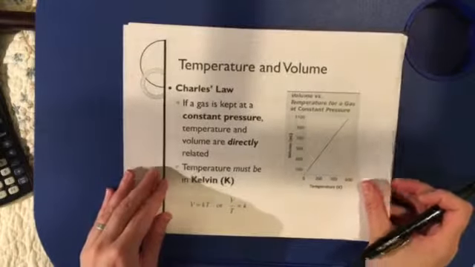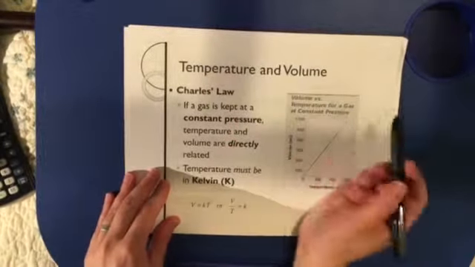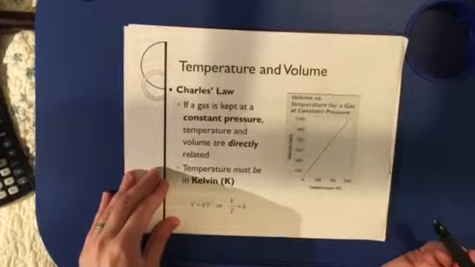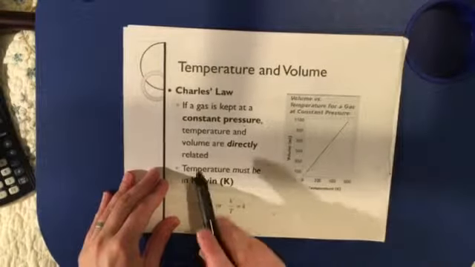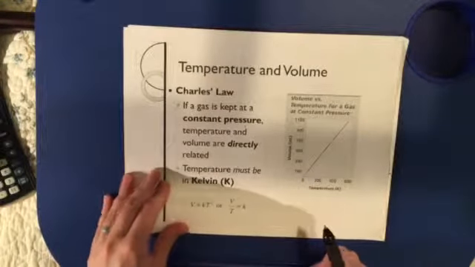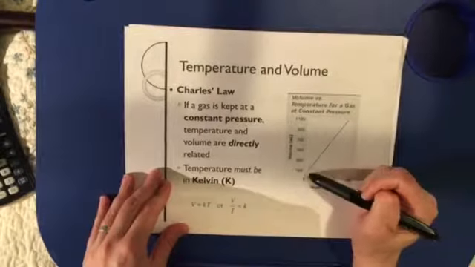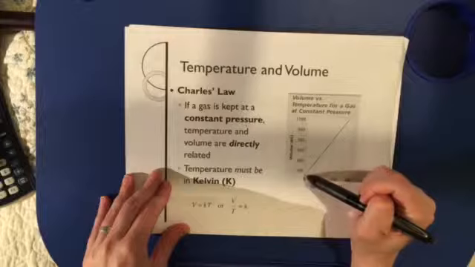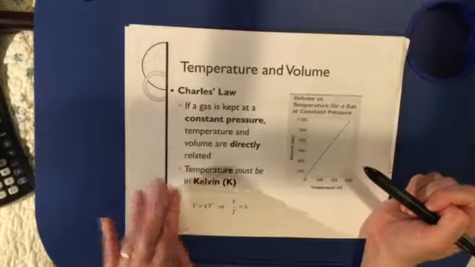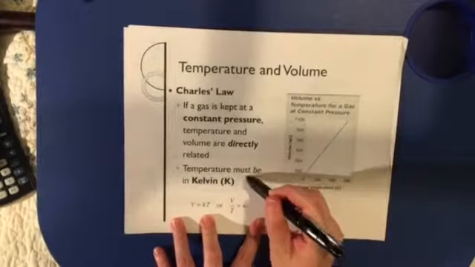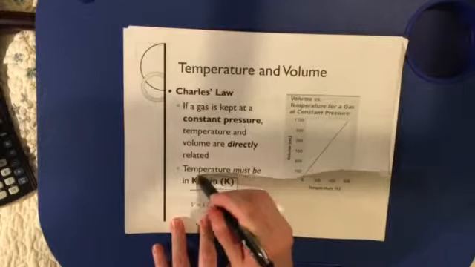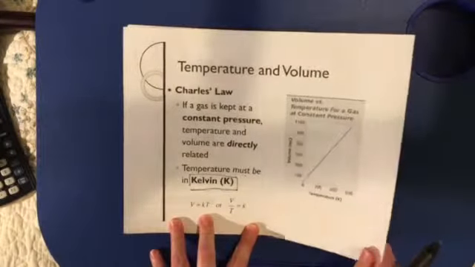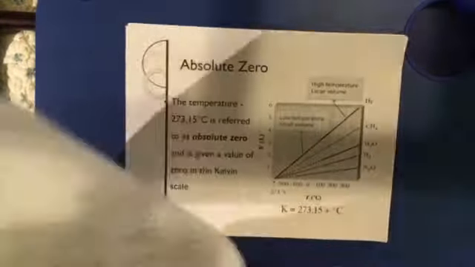So the next law is between temperature and volume. So if we keep pressure constant, then the volume and the temperature are directly related. So that means that as you increase one, you increase the other. High temperature, high volume, low temperature, low volume. This only works, however, if temperature is in the units of Kelvin. So we're going to talk about what Kelvin is.